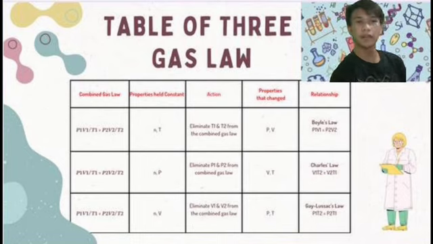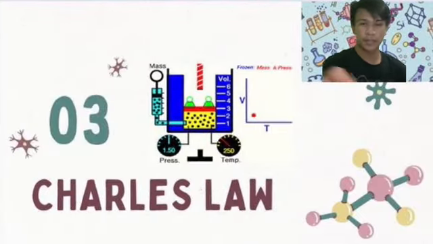For instance, if the constants are the moles and the pressure, then we cancel or eliminate P1 and P2 from the combined gas law. So the properties will only be V and T, therefore we will use the formula of Charles' law, which is V1T2 equals V2T1.